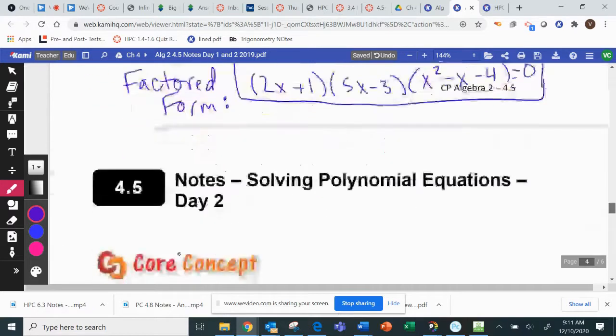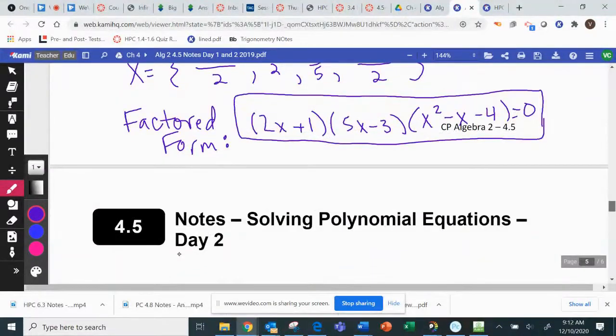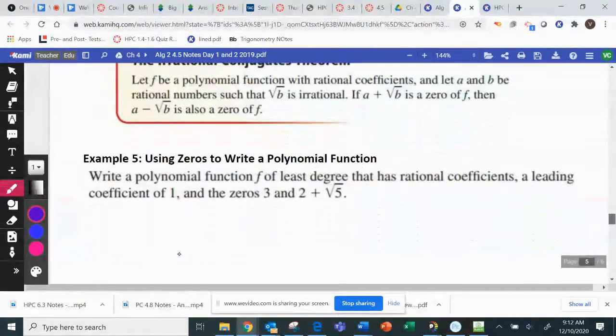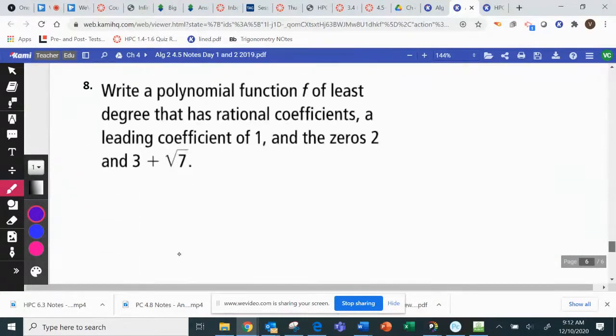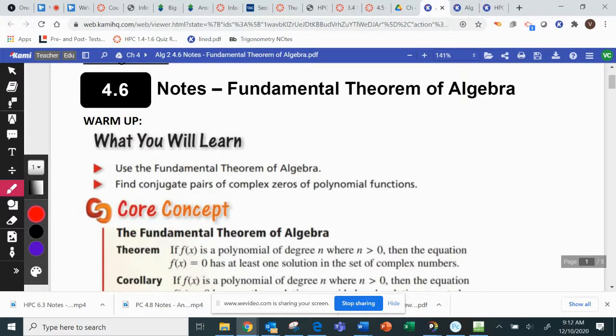I think we pretty much got to it. I didn't get to this part, but this is the part that I was going to skip. Let's go to the 4-6 real fast. I'm just going to do a couple things from 4-6. 4-6 and 4-5 are like the same thing.